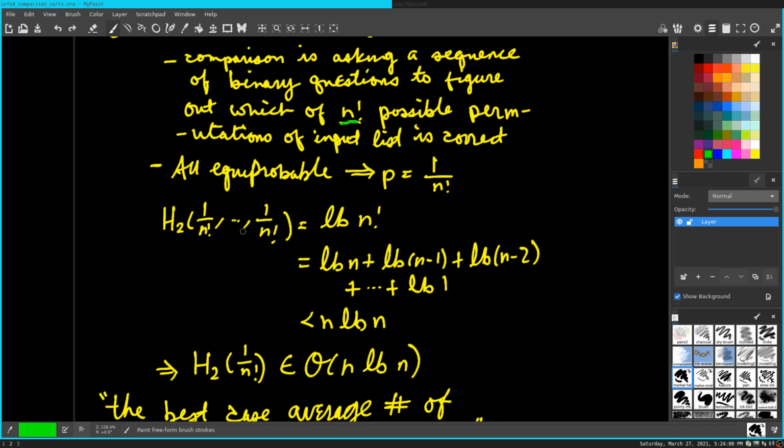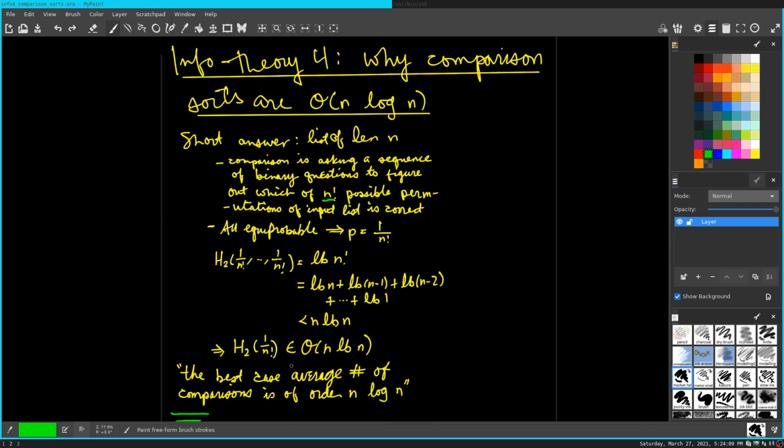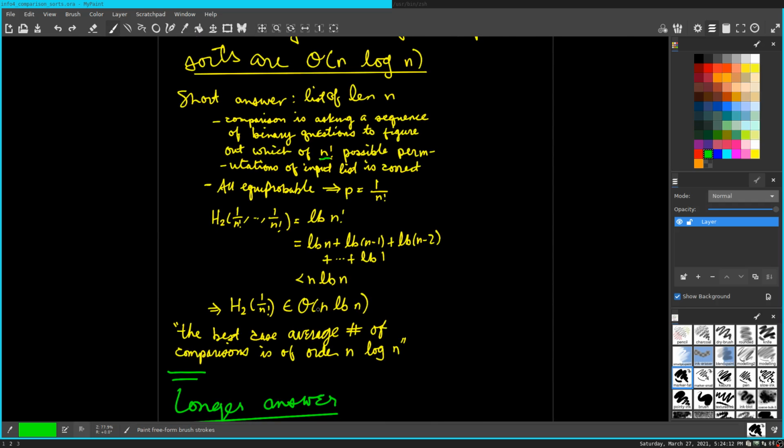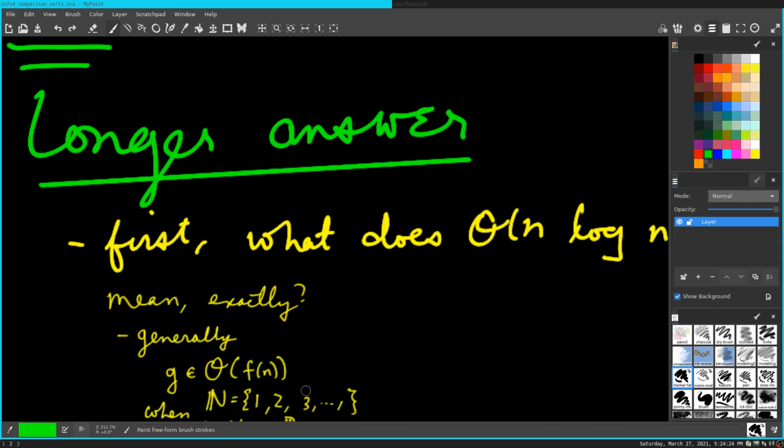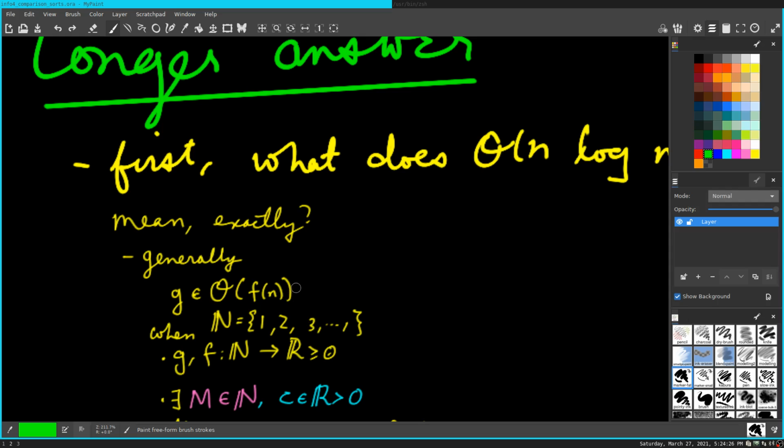Now that's what is meant by comparison sort algorithms being of order n log n, which means the number of comparisons grows of order n log n. Now, what does of order mean? That's part of the longer answer. So again, the best case average number of comparisons is of order n log n. So what does of order mean? It actually means something really precise, and if you know what it means precisely, it helps disambiguate the fuzziness, because you kind of know what order means, but not really.